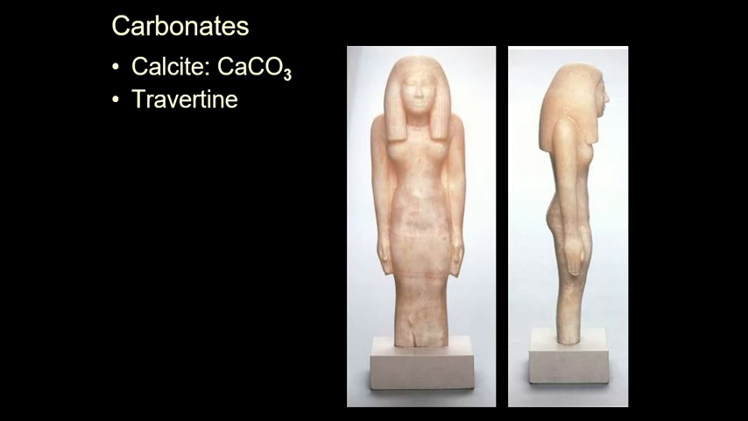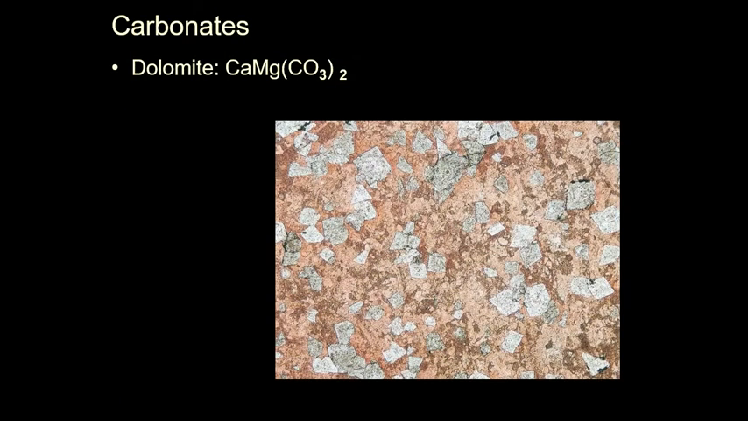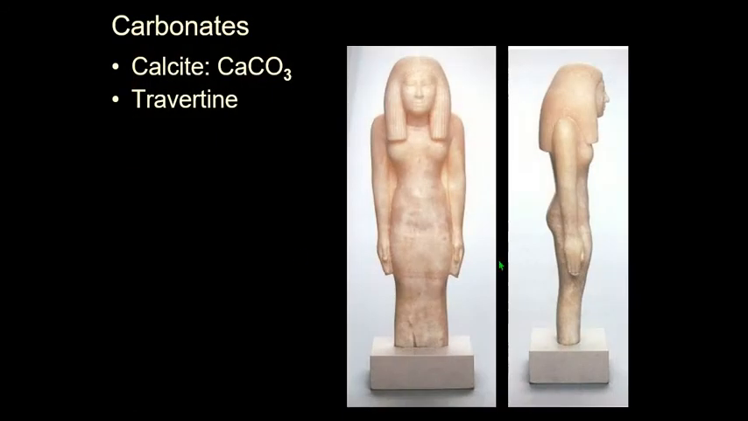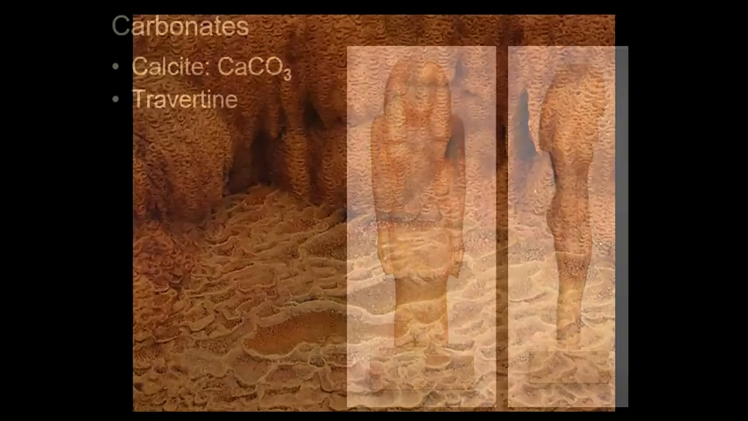There's also travertine, which is calcite deposited by running water, like this. Let's go back to that. This is the source of alabaster in Egypt. There are 2 types of alabaster, which we'll get to, but one of which is this from Egypt, which is a calcite-based alabaster.